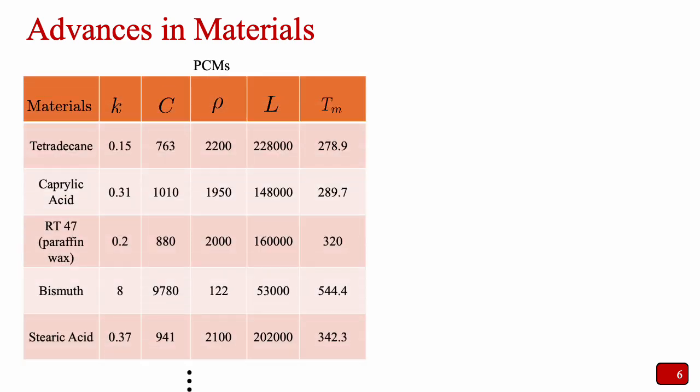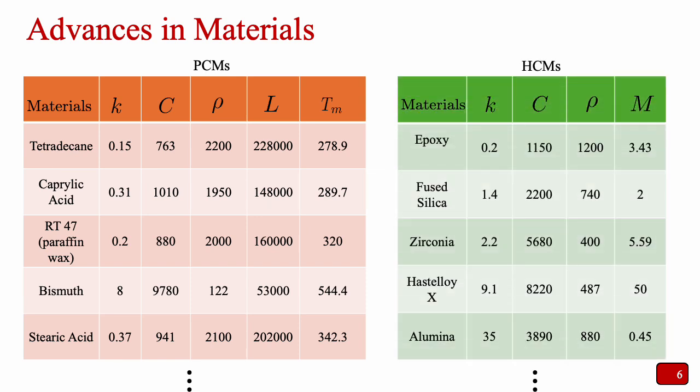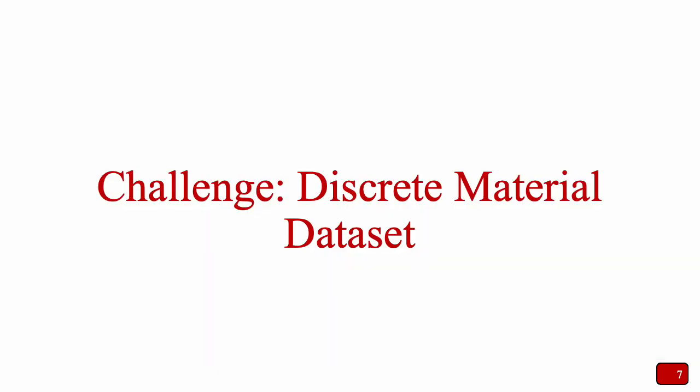In parallel with manufacturing, we are witnessing advances in materials science. There is a vast and growing database of phase change materials, each with unique properties. Likewise, there is a massive availability of potential heat conducting materials offering a large range of thermal characteristics. This vast selection presents our central computational challenge.